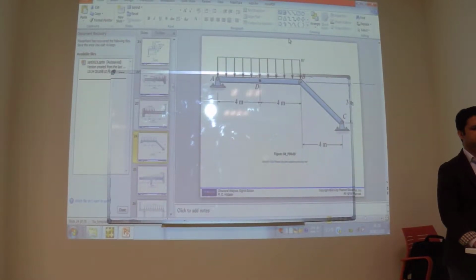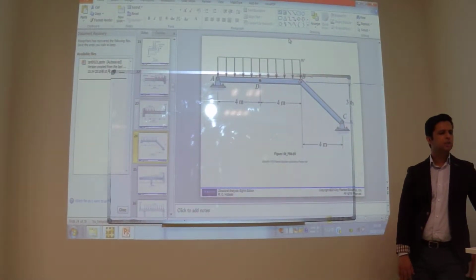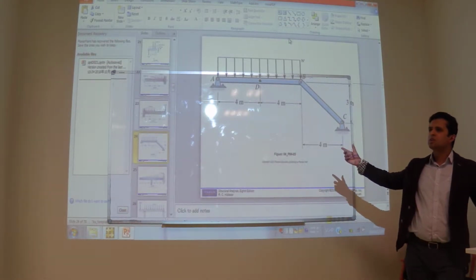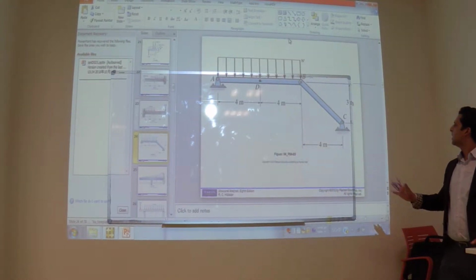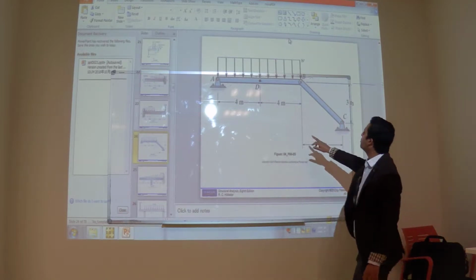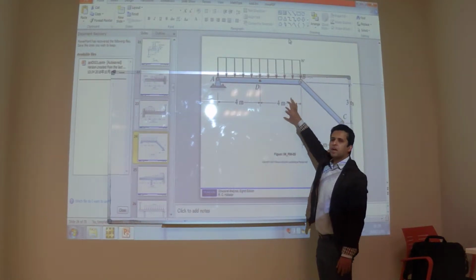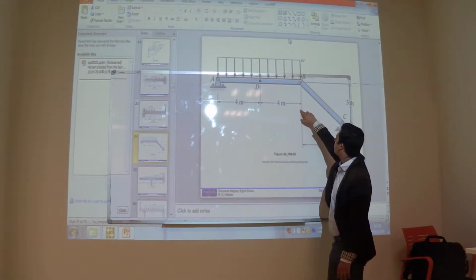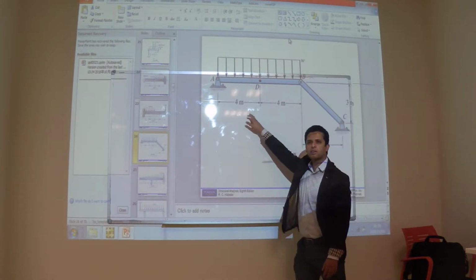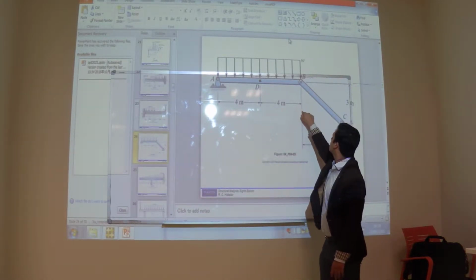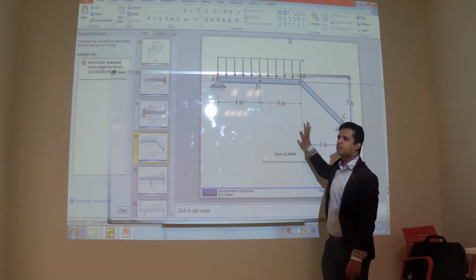Like this frame. Can you see this frame? If there is a pin, then first you have to find out two reactions at this point. How can you do that? You can divide it into two parts. The first part, another part, show the reactions here, and then find out the reactions.